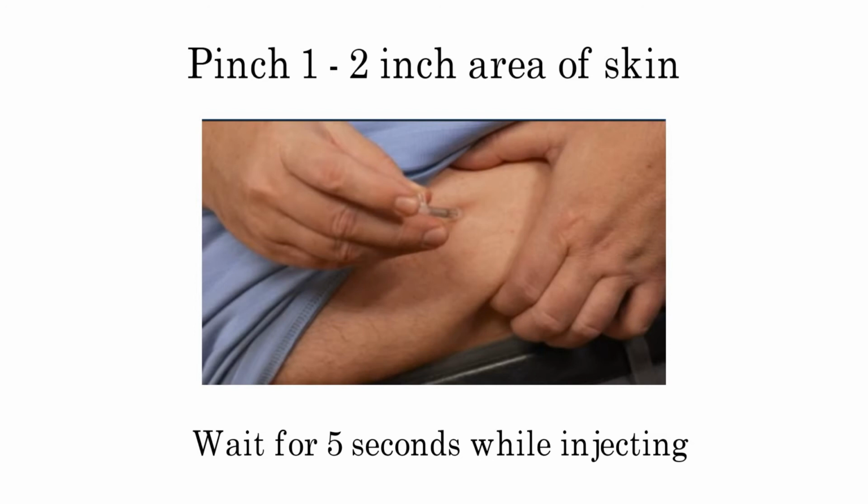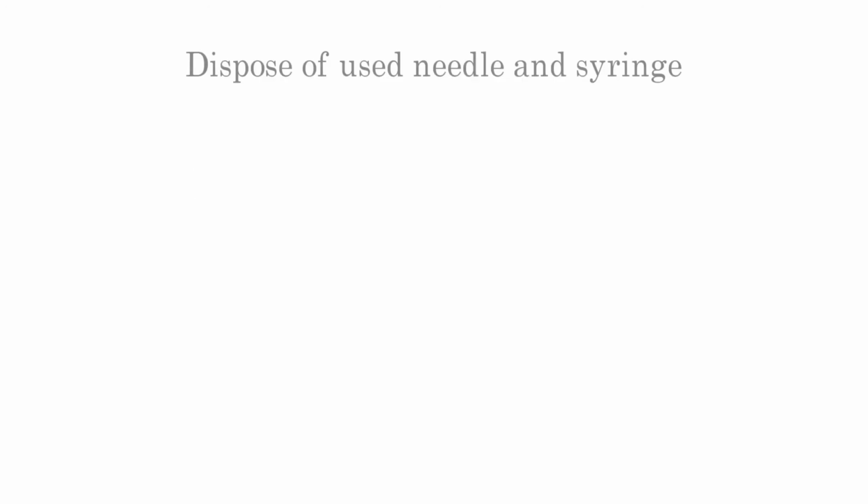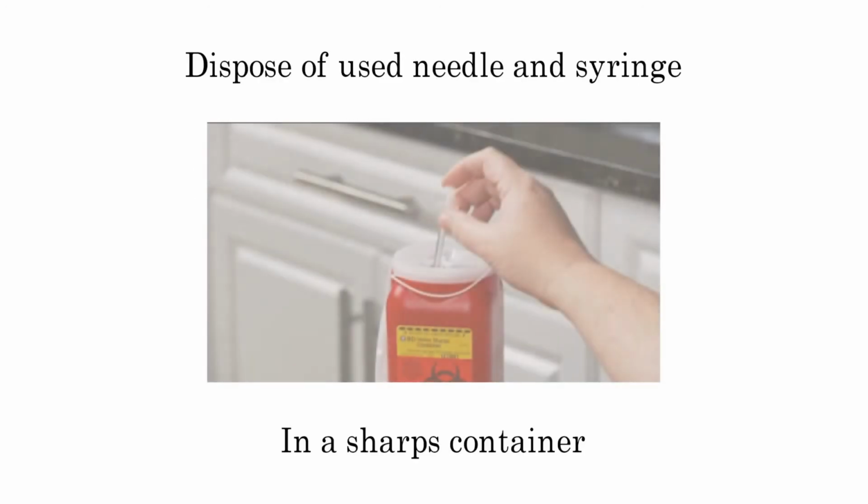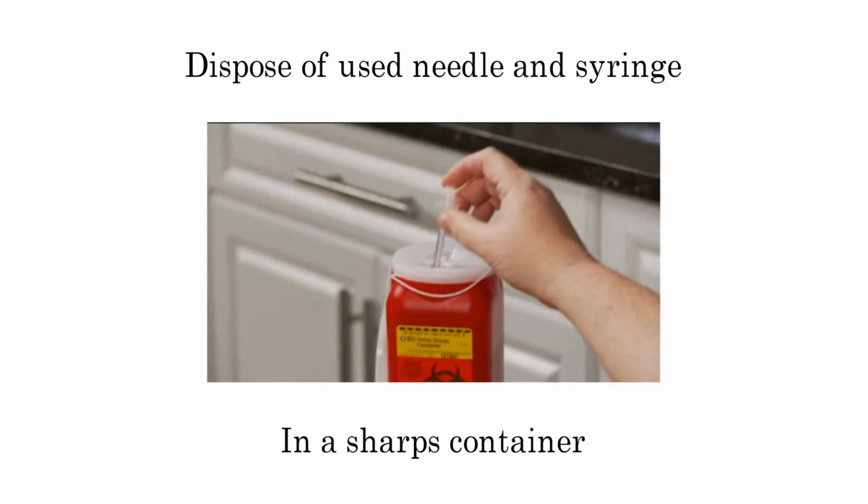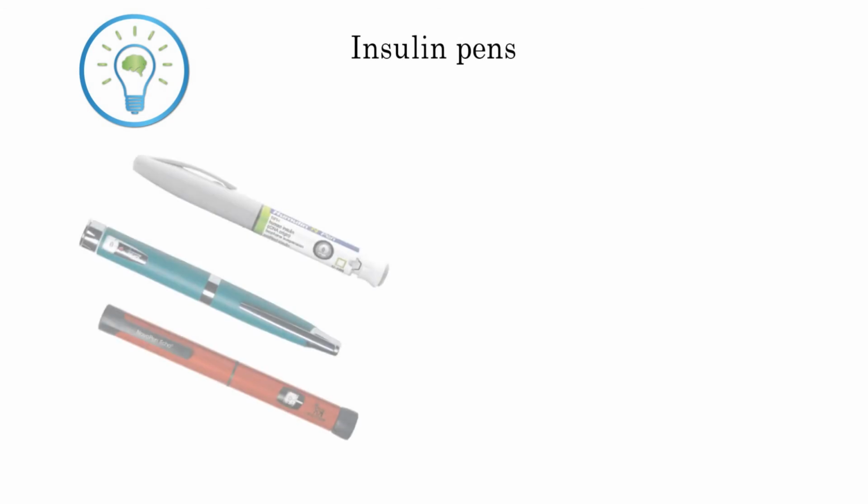Don't rub the injection site. You may notice minor bleeding after the injection. If so, apply light pressure to the area with gauze. After you are done, place the used needle and syringe in the puncture-resistant sharps container.